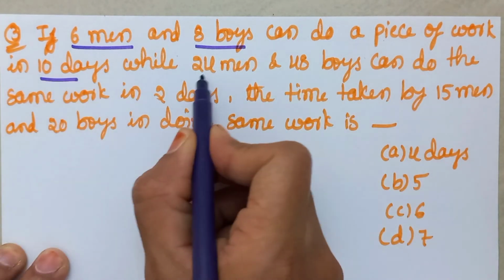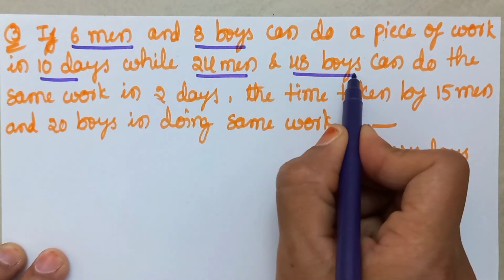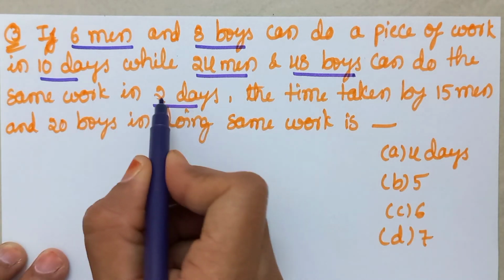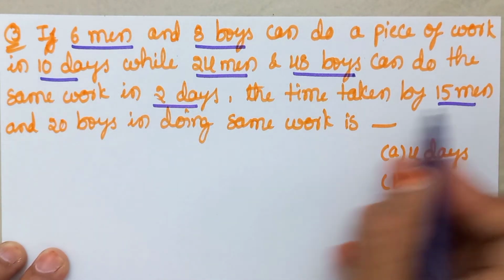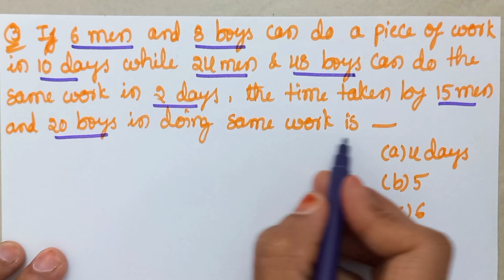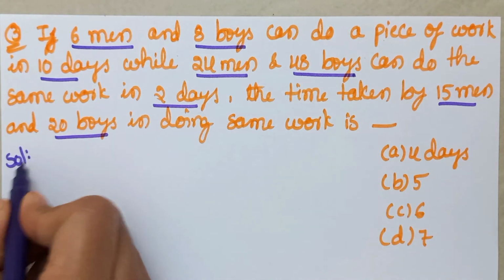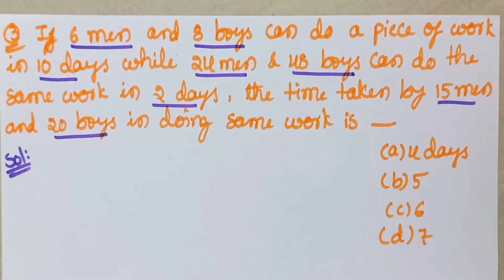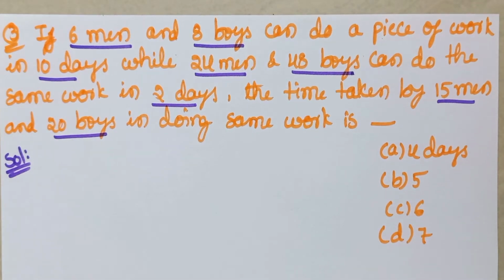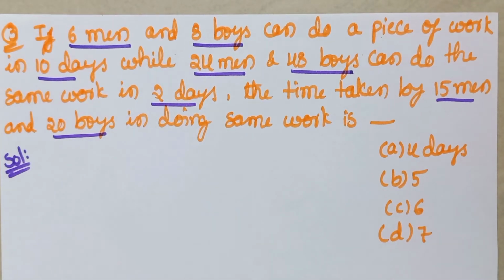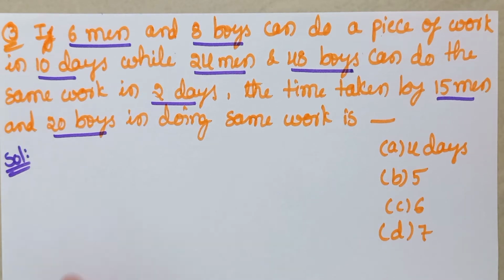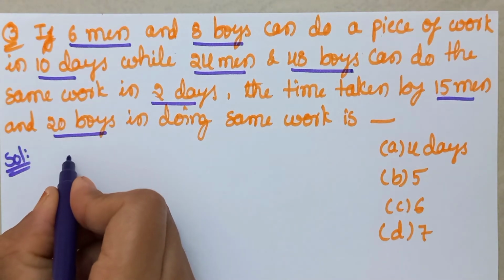For the third example now: if 6 men and 8 boys can do a piece of work in 10 days, while 24 men and 48 boys can do the same work in 2 days, the time taken by 15 men and 20 boys in doing the same work is how much? That was the question asked. For this type of question, there are two methods to solve: the analysis method and the equation method. First, I would like to explain the analysis method. This is very simple.